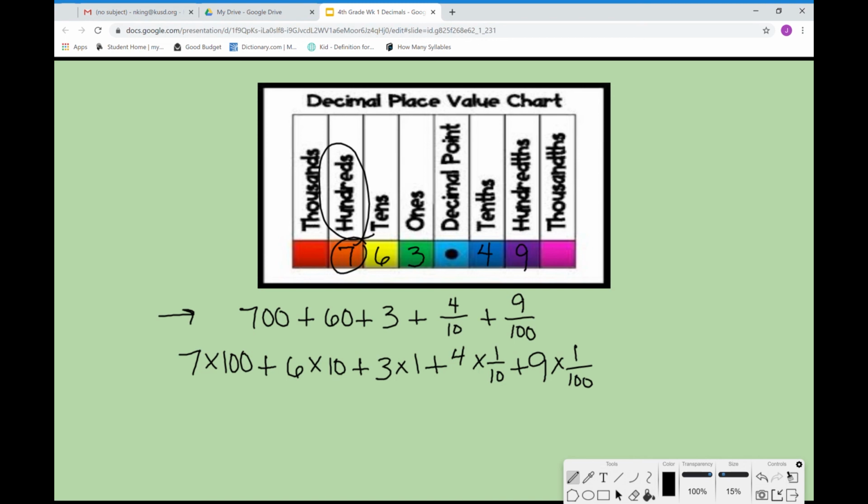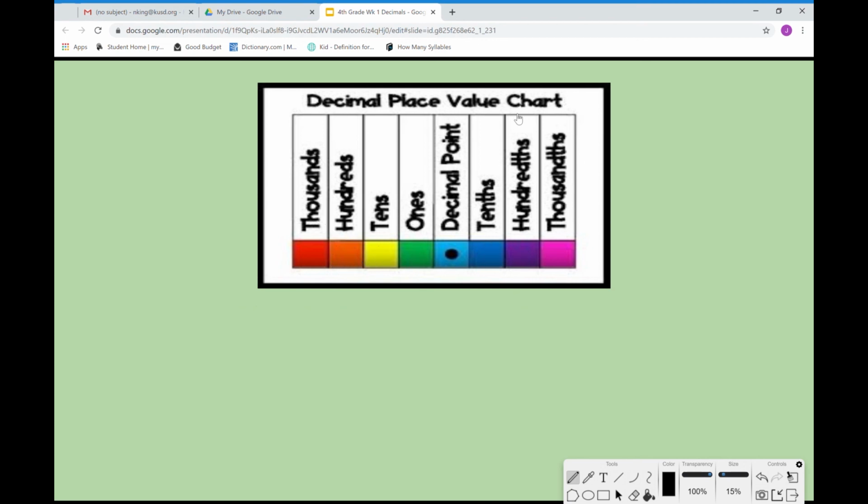The final way we will be doing today is actually writing the decimal form of fractional parts. It will look the same for the whole number part, but for the fractional part, you will write the fraction as a decimal. 700 plus 60 plus 3 plus 4/10 plus 9/100.